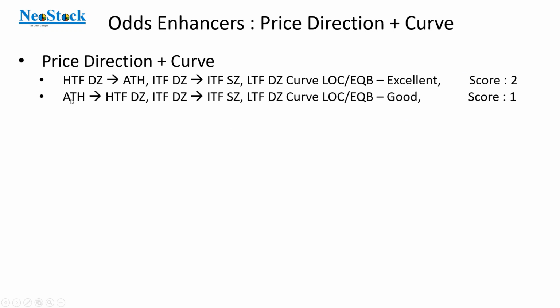Suppose prices are moving from all-time high to your HTF demand zone. That means we are planning to trade against the primary price direction, that is the HTF price direction. But the ITF price direction should support. That's why in ITF, prices are moving from the demand zone to the supply zone. We will consider that scenario as good and give the score 1.